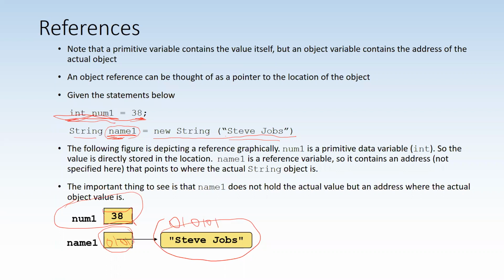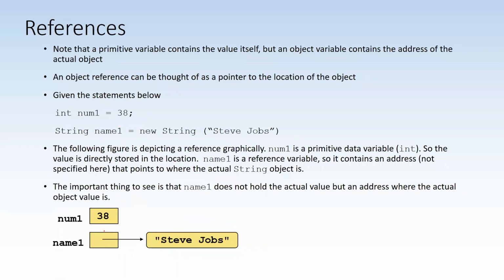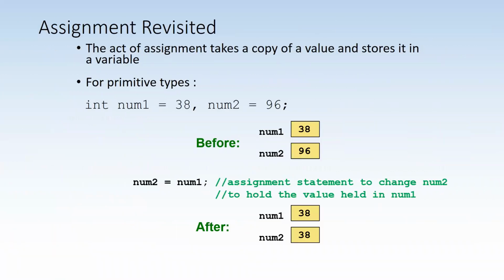So if this location is 0, 1, 0, 1, 0, 1, then here it will be 0, 1, 0, 1, 0, 1. That's the address. So you look at this address and you go to the system, okay? It will go to that address and get the content. That's the difference. This is a primitive data type variable, okay? It stores the value directly. One is called a reference variable. It stores the address of where that actual object is.